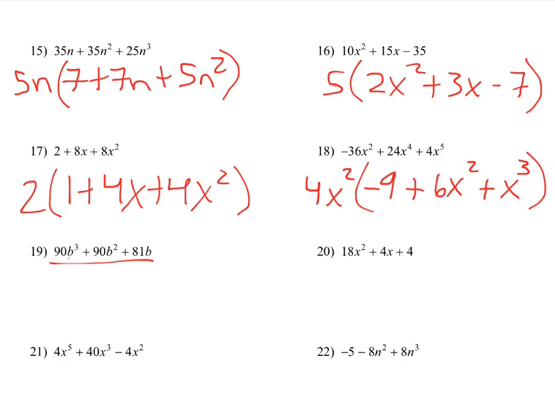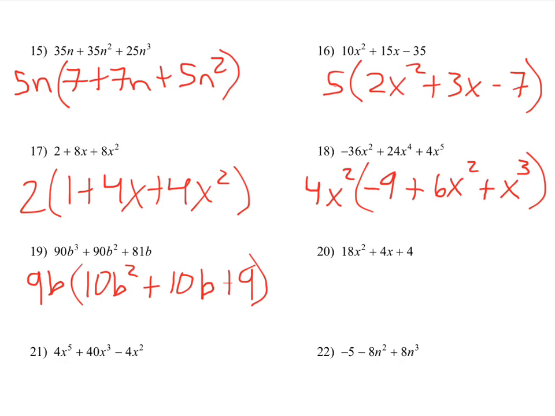Next one, the biggest number that goes into all those is going to have to be 9. And then a single b, or b to the first power, is going to have to be the least amount of b's that we can pull out. All those divided by 9b is going to give me 10b squared, and then plus 10b, and then plus 9. Give me that one.